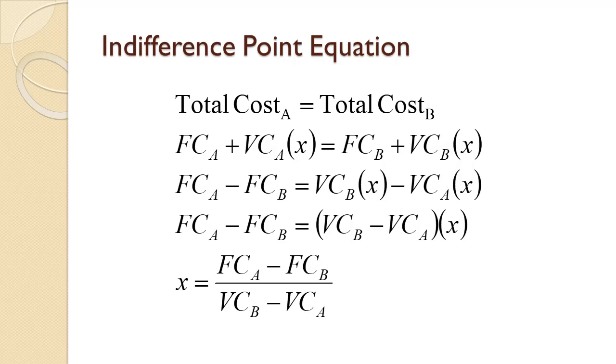We subtract the fixed cost for B from both sides and the variable cost for A from both sides to get the fixed cost all on one side and the variable cost all on the other side. Next, we combine terms so there's only one X for the variable cost. Finally, we divide by the combined variable cost term to find the equation for the indifference point.